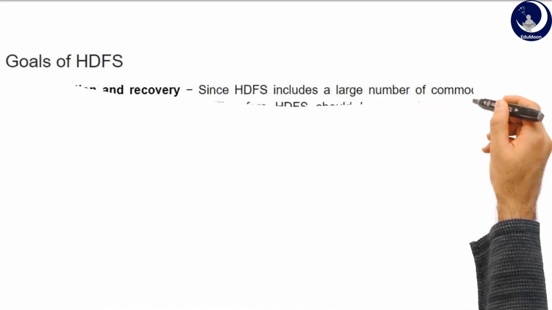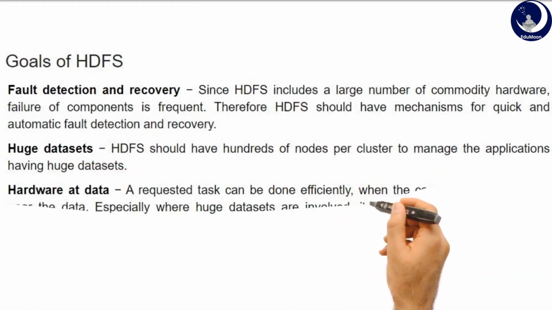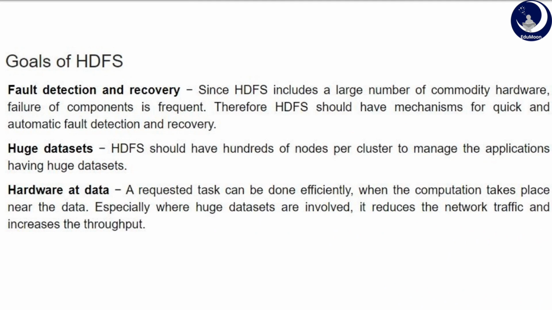So, in brief, the goals of HDFS are, first, fault detection and recovery. Since HDFS includes a large number of commodity hardware, failure of components is frequent. Therefore, HDFS should have mechanisms for quick and automatic fault detection and recovery. Second, huge data sets. HDFS should have hundreds of nodes per cluster to manage applications having huge data sets, as the information stored in an HDFS system may have the capacity of a zettabyte or a terabyte.